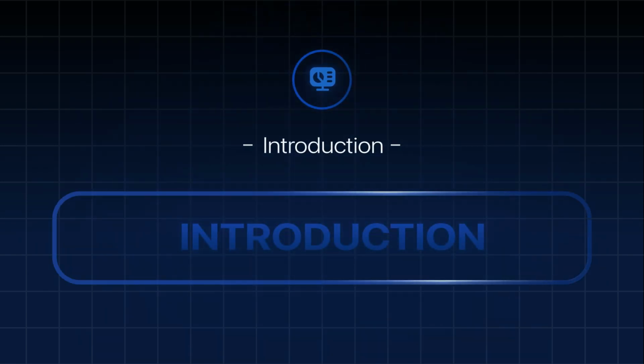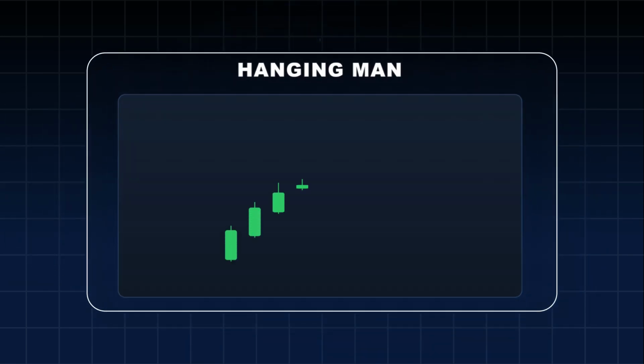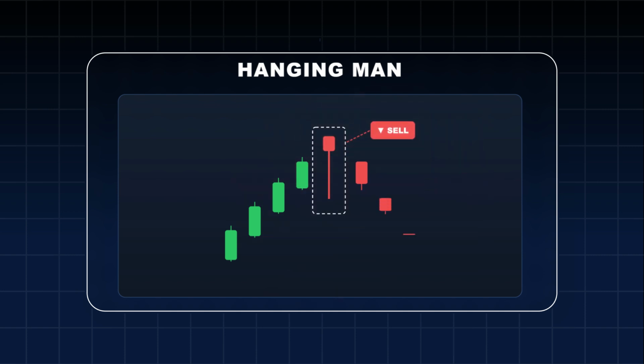Introduction. The hanging man is a bearish reversal candlestick that appears at the top of an uptrend. It looks identical to the hammer. Small body near the top of the range, long lower wick, but its position at a market high changes the meaning entirely. It signals that sellers are appearing for the first time during the rally, challenging the bullish momentum that has defined the preceding trend.